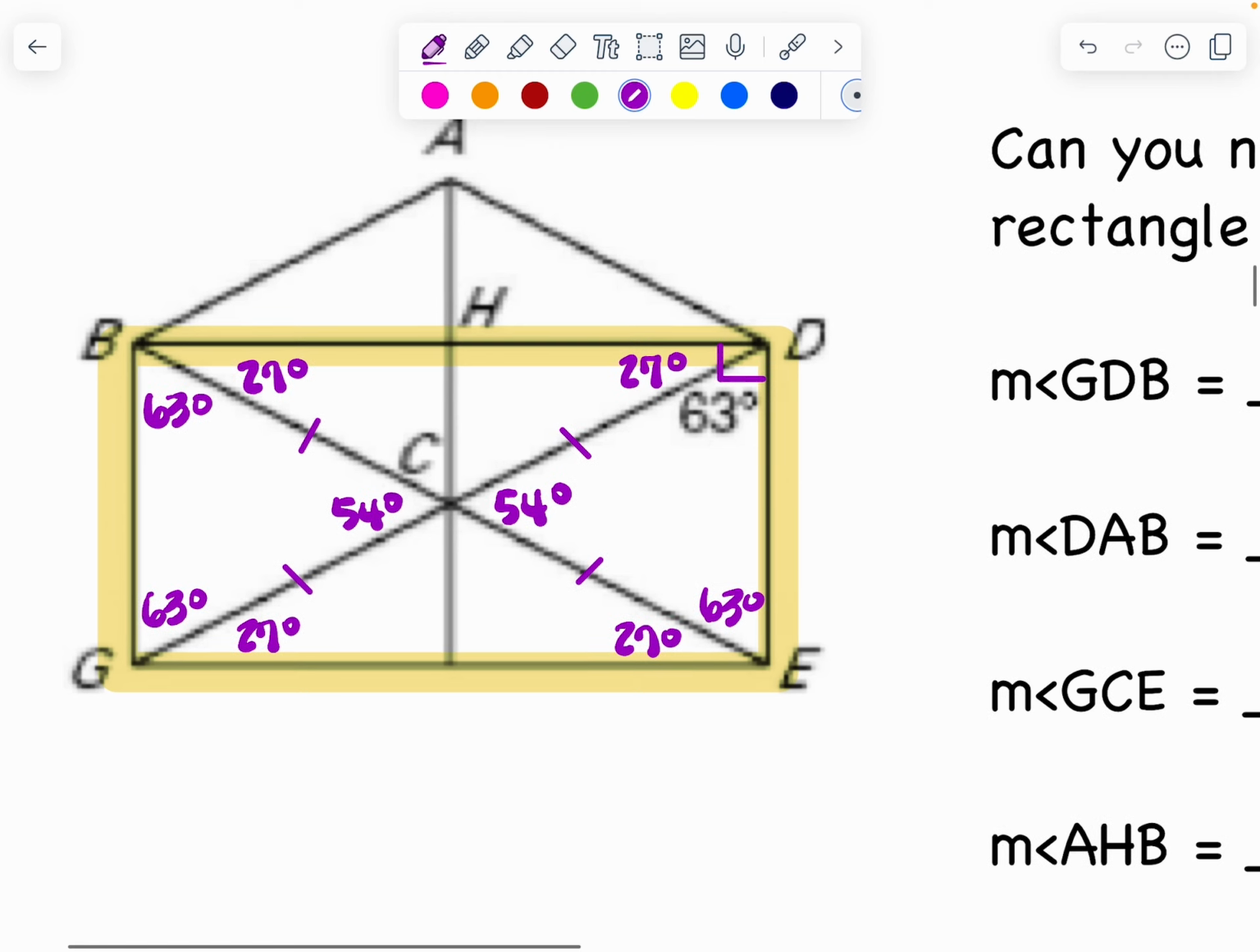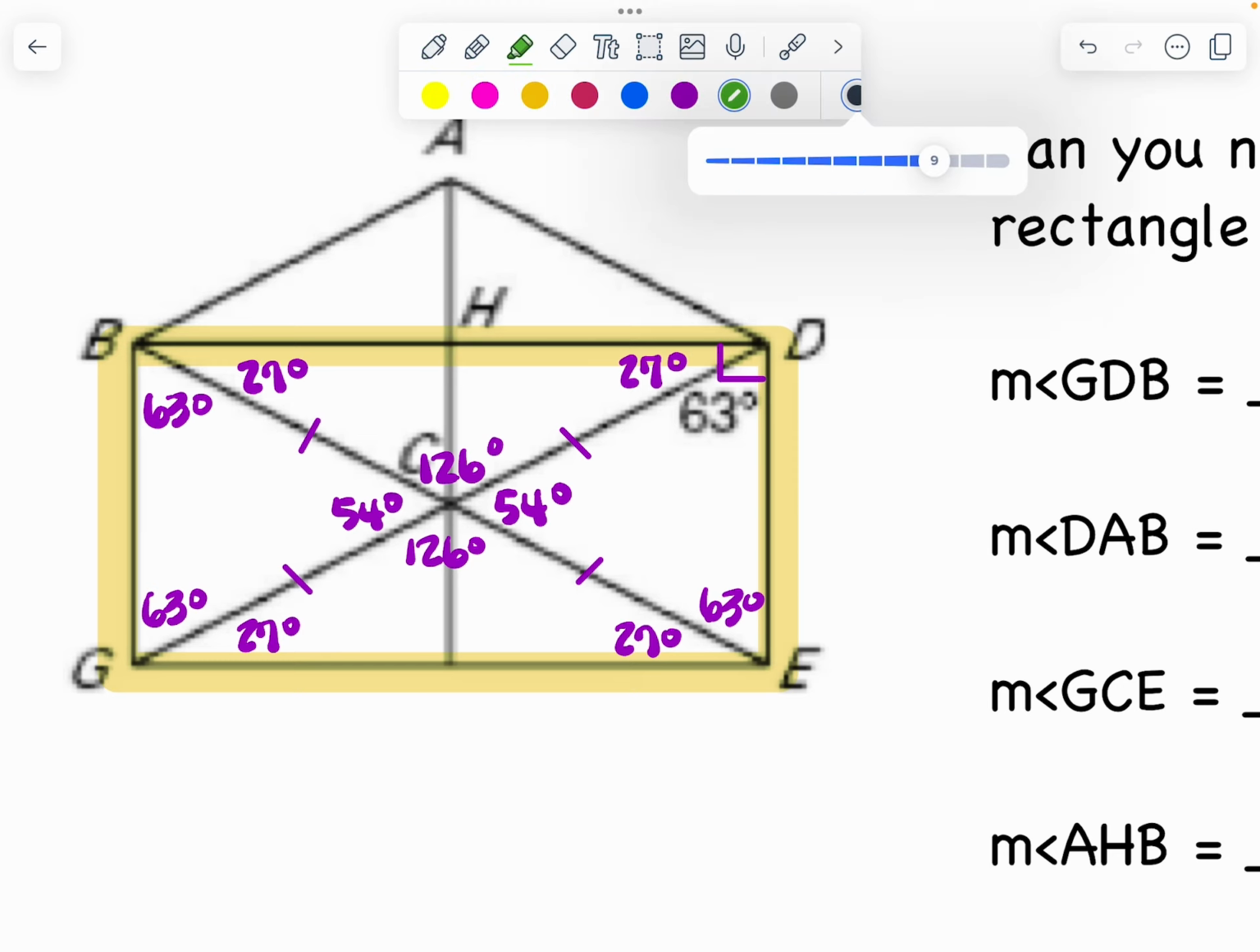And if that's 54, then his vertical angle is 54. And then that means this is 126, because I'm doing the whole angle. I'll split it here in just one sec. All right, so look at all those pretty angles, right? All done. Okay. All right, now we have a rhombus.